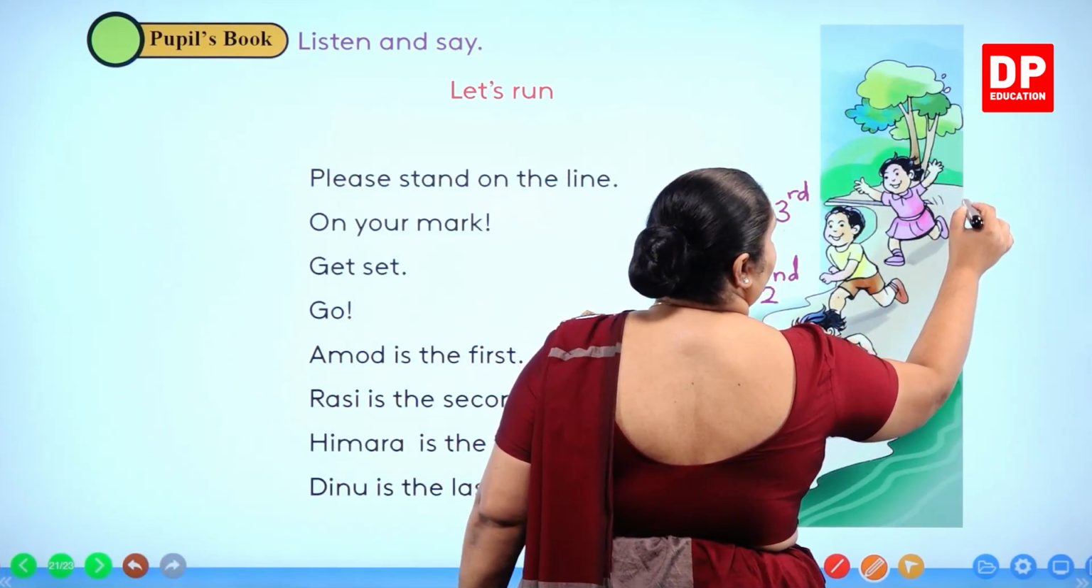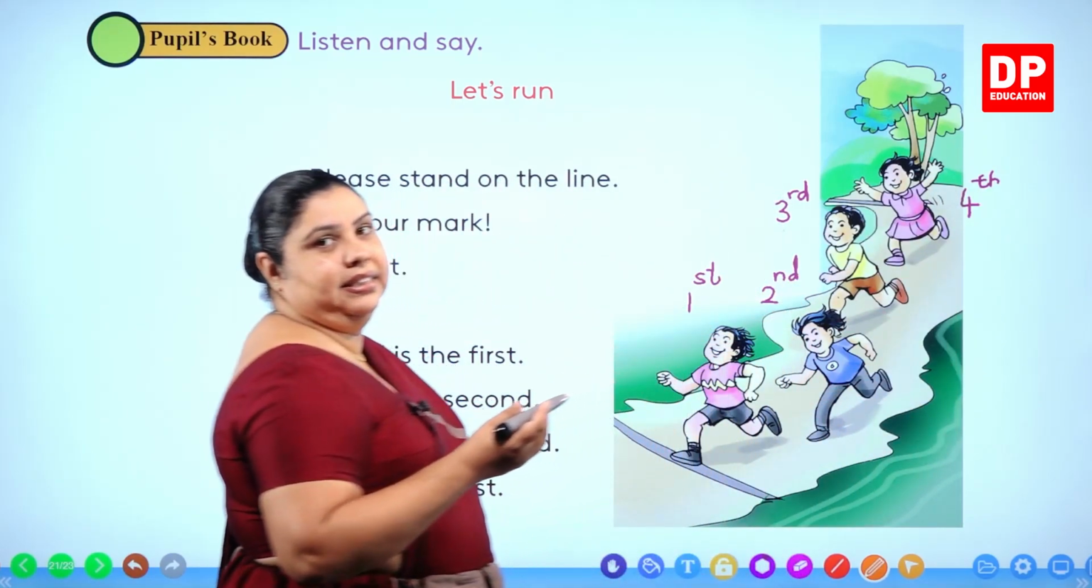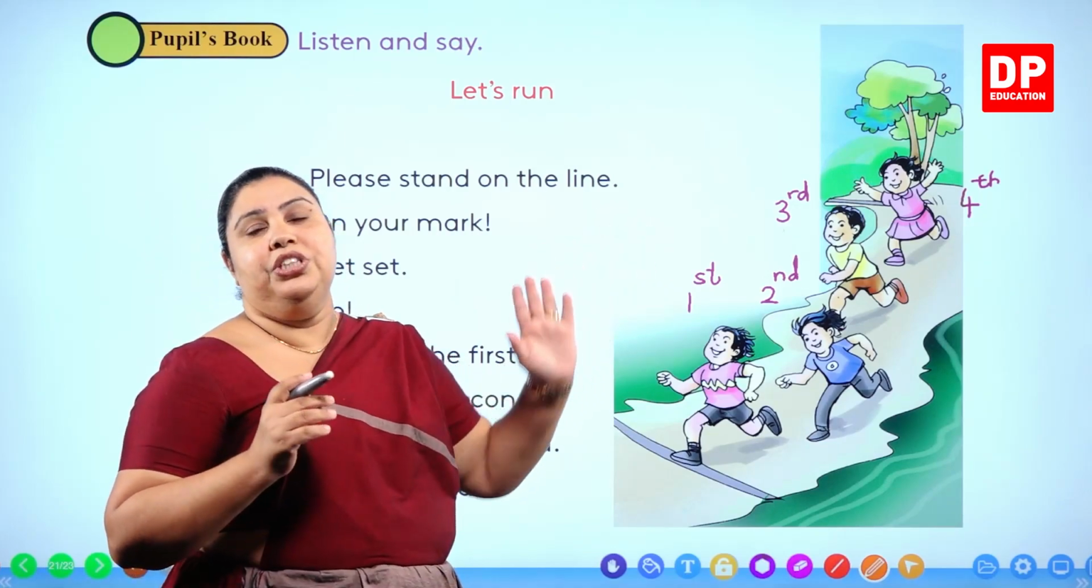How do we write fourth? Number 4, T-H. So that means last. Okay, because we have only 4 children here.